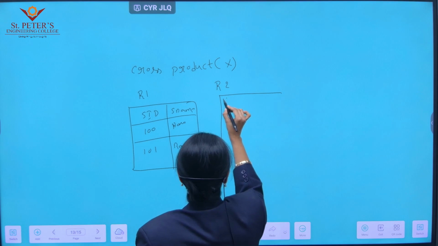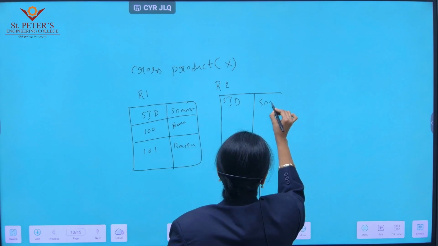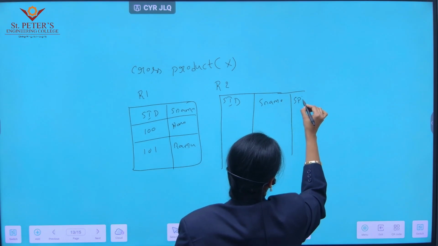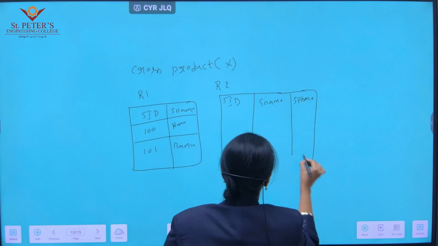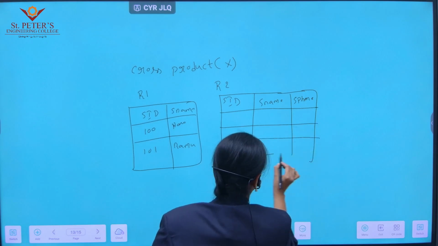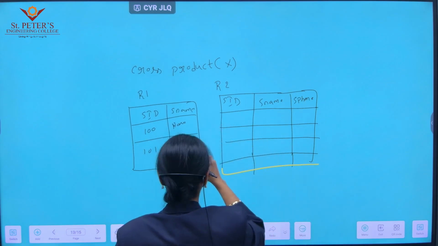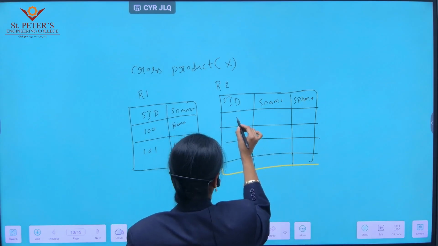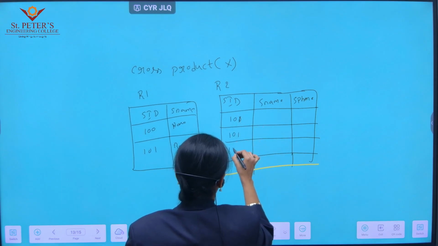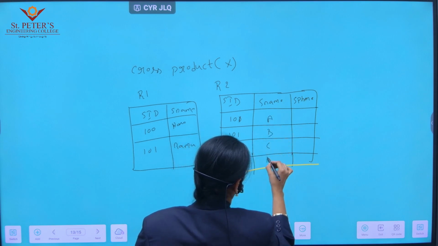Relation R2 has student ID, student name, or student phone number. Consider relation R2 as having 4 rows: student IDs 100, 101, 102, 103, names A, B, C, D, and phone numbers.